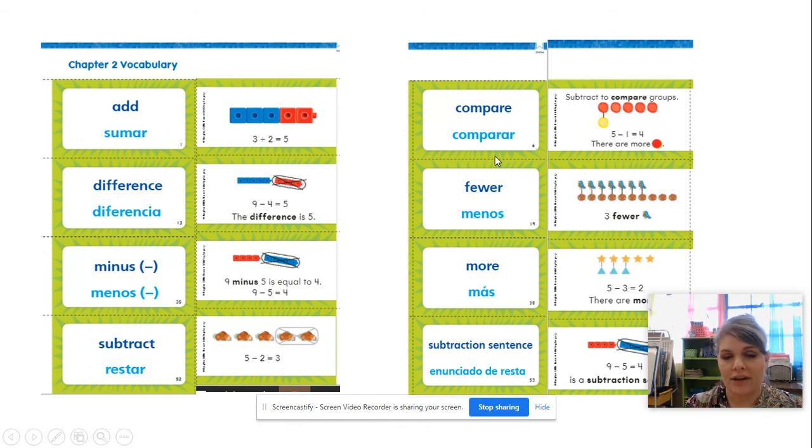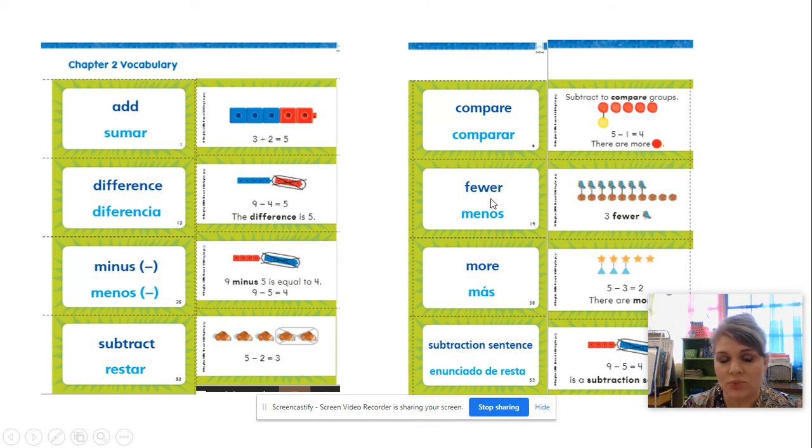All right, the next word is compare. Compare means to look at two groups together. So if you're comparing, there's a group that has red, and there is a group that has just yellow. And if you'll look, you can count and see the number that do not have the yellow. So there is one that has a match with yellow, and the rest do not. So there are 4 more that do not have the yellow counter with it. So 5 minus 1 equals 4. There are more that are red.